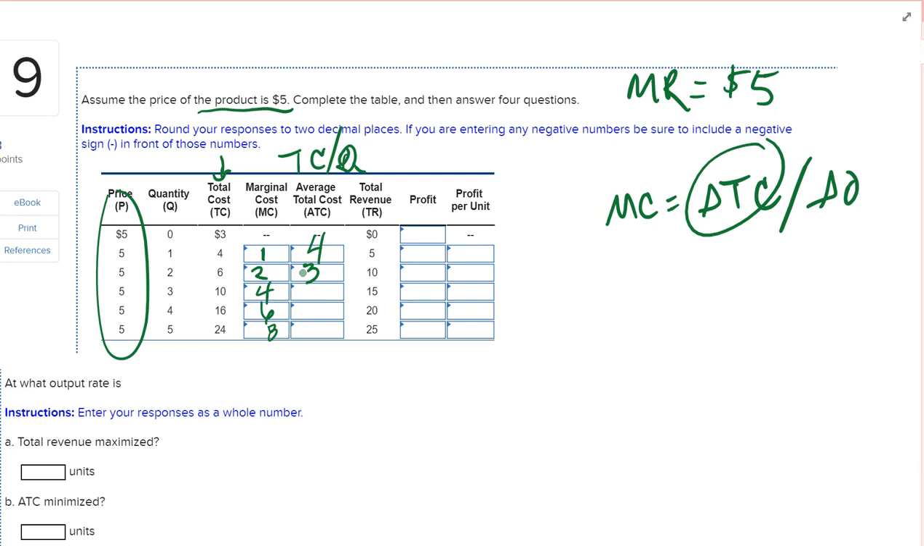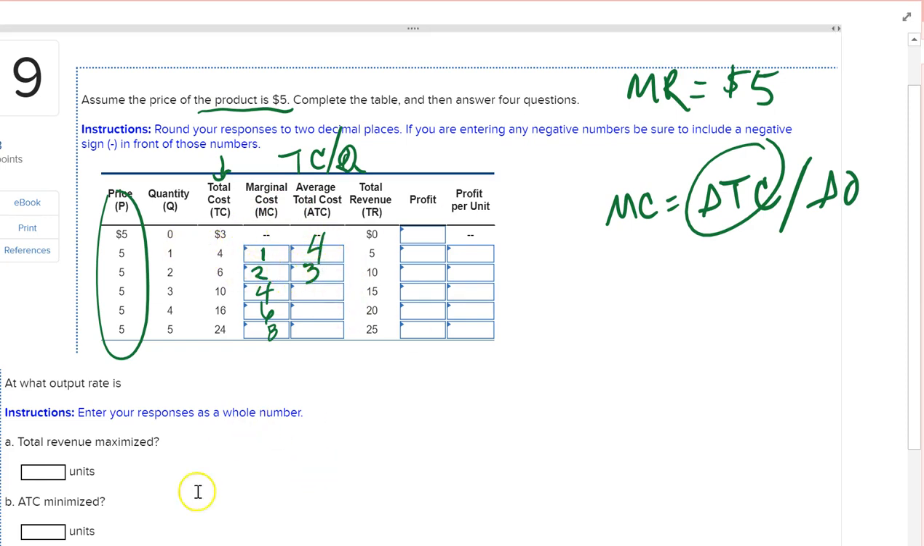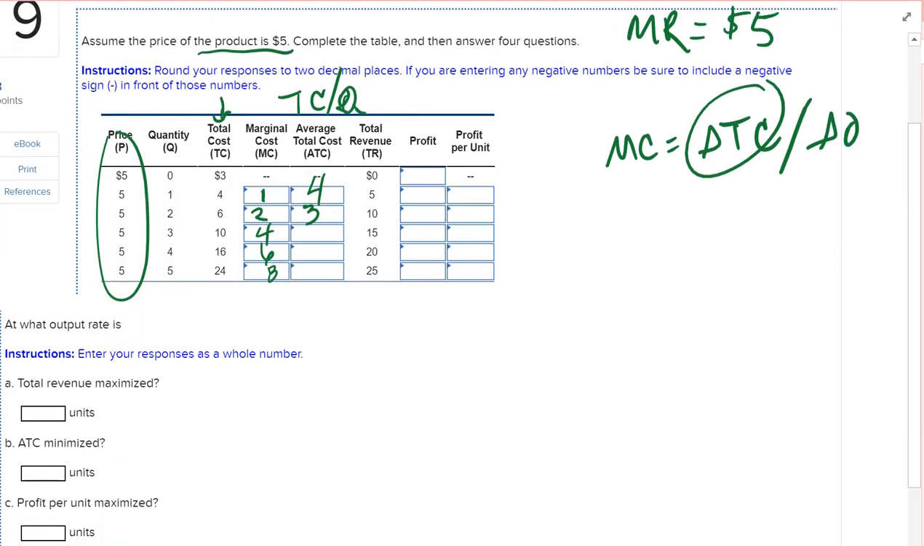Average total cost is 4, 3. Continuing on. Total cost of 10 divided by 3, 3.33, and so on. So average total cost, just to remind you, is total cost divided by quantity of output.